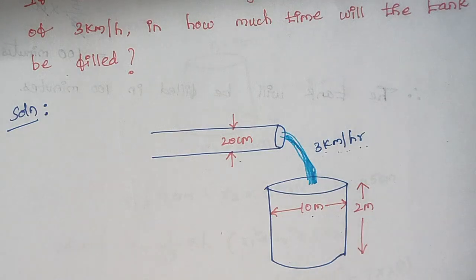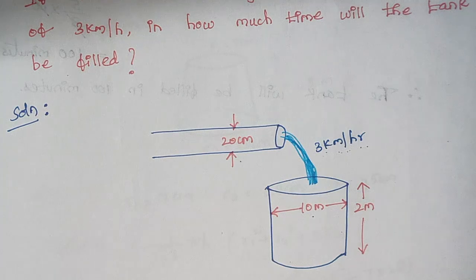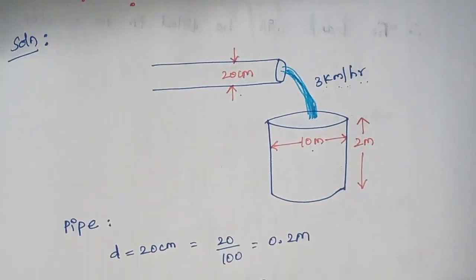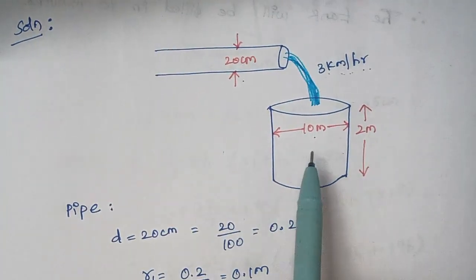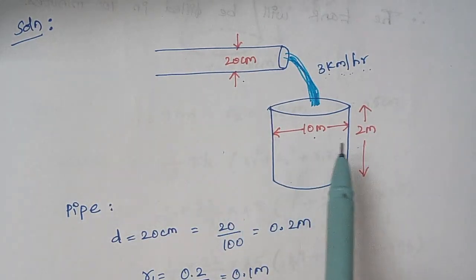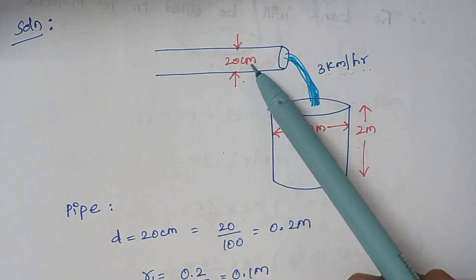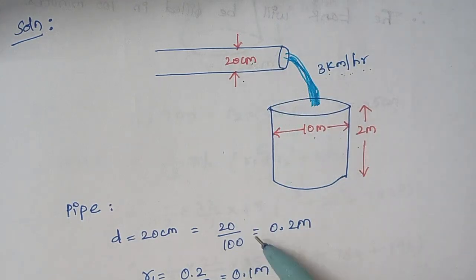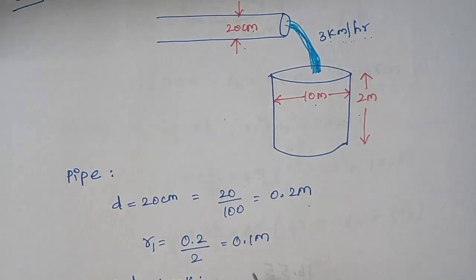So first we start with calculating the dimensions. Here regarding the pipe, the diameter is given, and you see here it is in centimeter and here it is in meter. So now I am going to convert this centimeter to meter. Dividing by 100 gives me 0.2 meter. So this is the diameter of the pipe. Therefore the radius is 0.2 by 2, here it is 0.1 meter.